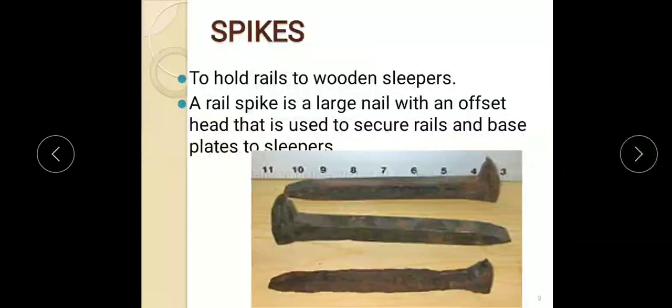Next important type of fitting is the spikes. So spikes are used to hold rails to wooden sleepers, and a rail spike is a large nail with an offset head that is used to secure rails and base plates to sleepers. So here in the photo we can see this is a large nail with an offset head. This is the offset head for this large nail, and these large nails are used to secure rails and base plates to the sleepers.